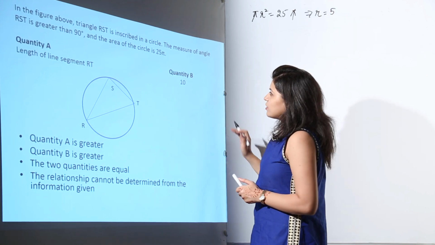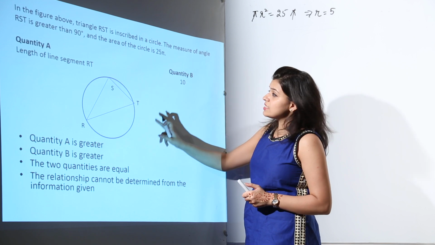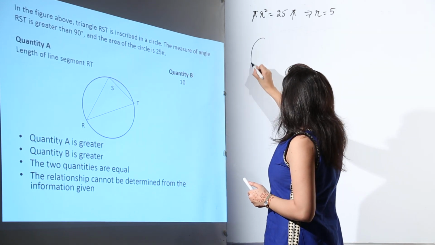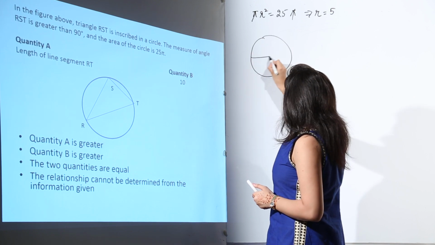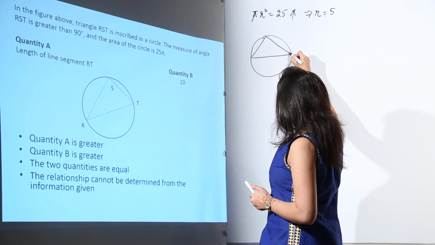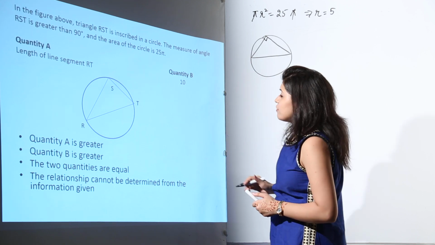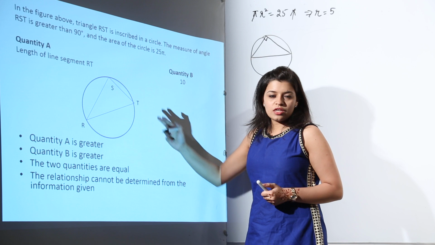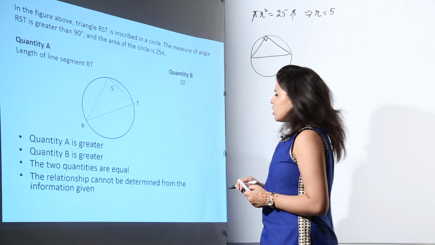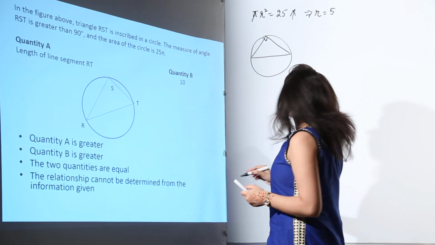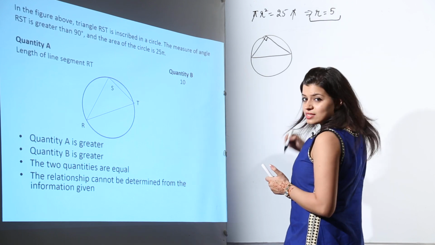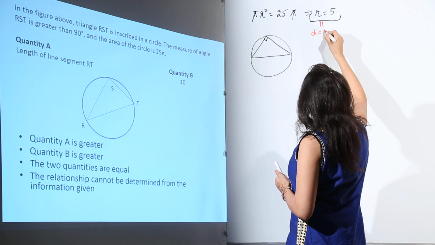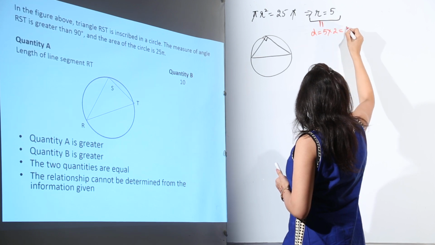We are also given that the measure of angle RST is greater than 90 degrees. That means we all know that in a circle the diameter subtends angle 90 degree. That means if this angle is greater than 90 degree, that means RT is not the diameter of the circle. Now let us calculate the value of the diameter. We know the value of the radius, that is 5. That means we can calculate the value of diameter, that is twice of radius, which will give us the value of 10.